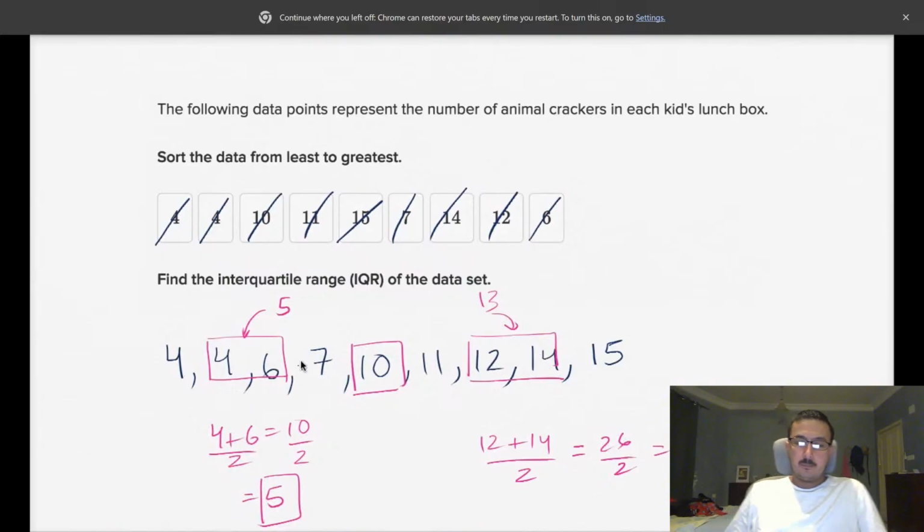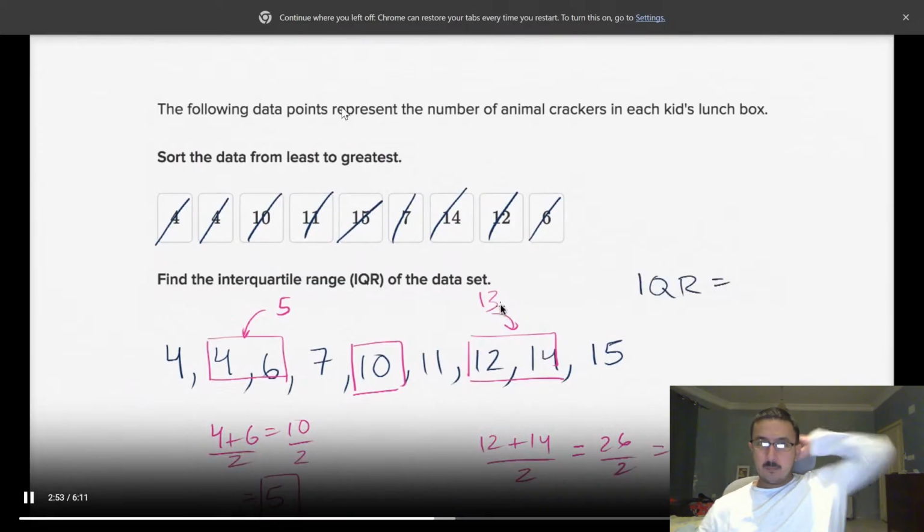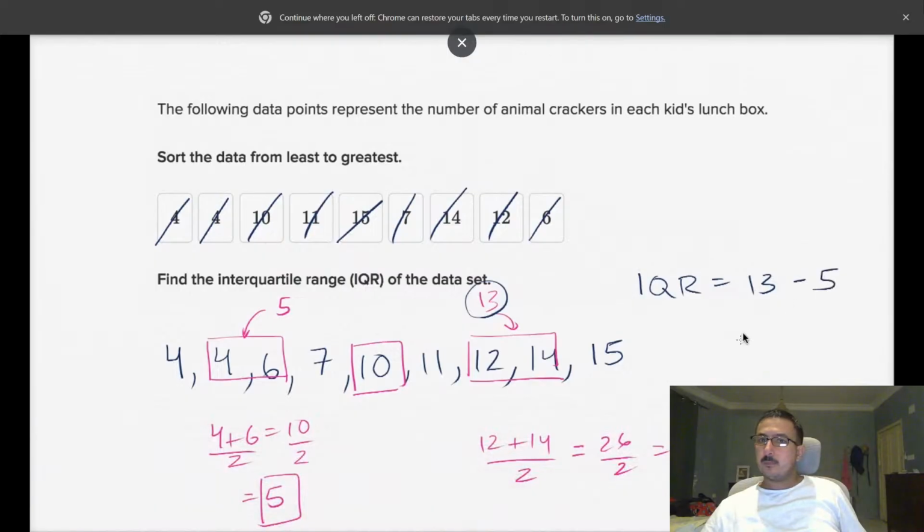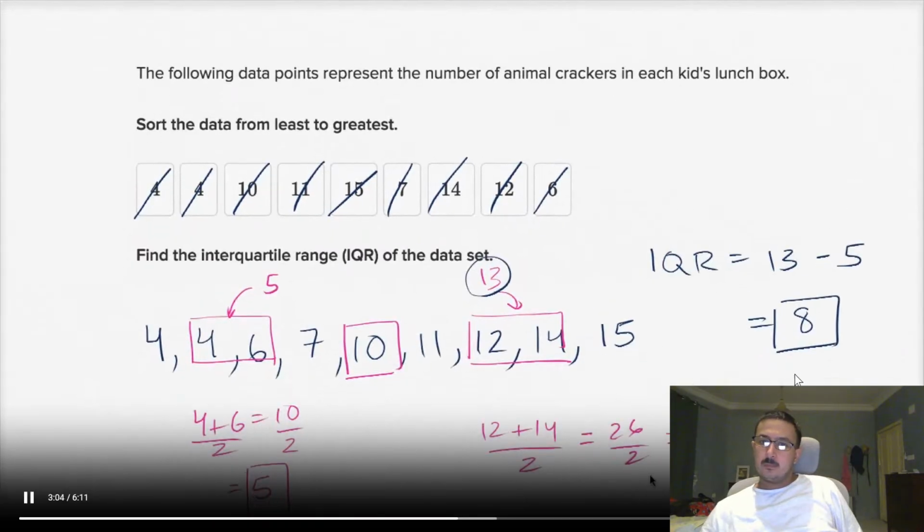I have the middle of the first half, this 5. I have the middle of the second half, 13. To calculate the interquartile range, I just have to find the difference between these two things. So the interquartile range for this first example is going to be 13 minus 5. The middle of the second half minus the middle of the first half, which is going to be equal to 8. Let's do some more of these.